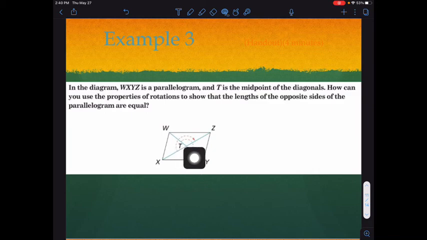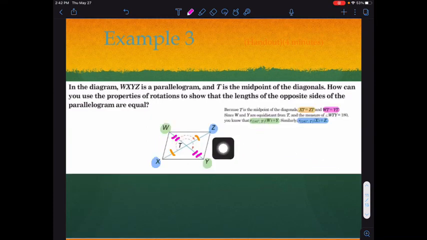T, this point right here in the middle, cuts the diagonals in half because it is the midpoint of each diagonal. And we're trying to show that the opposite sides, so WZ, XY, and then ZY, WX, have the same length. Because T is the midpoint of the diagonals, XT and ZT are equal, and WT equals YT. So I've marked those pieces with congruent symbols because the lengths are the same.